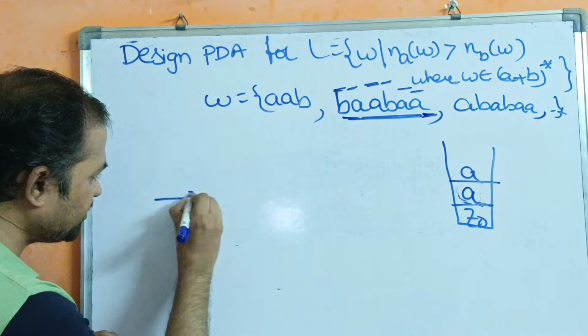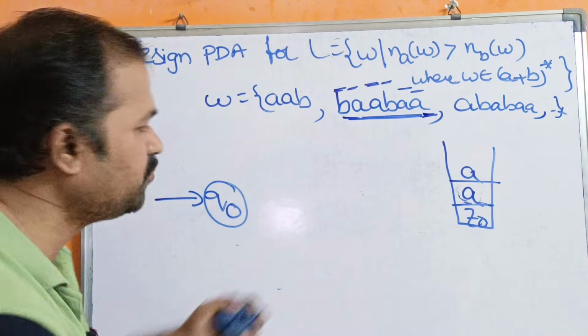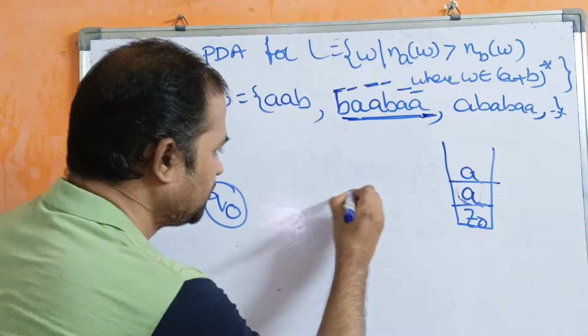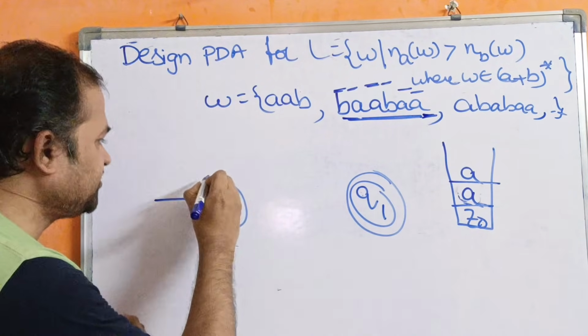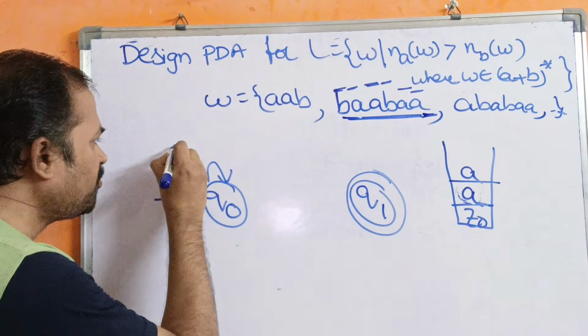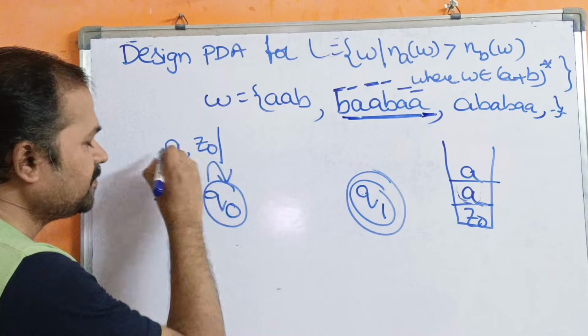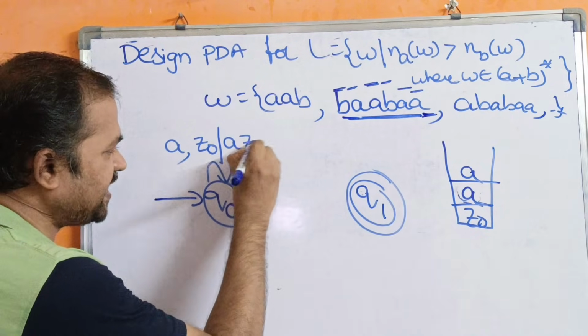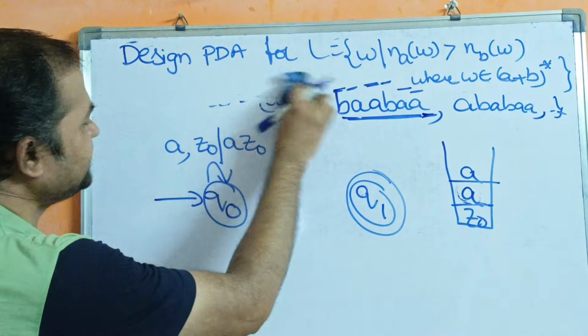Let us start at the Q0 state. Here we need only two states, Q0 and Q1. Q1 is the final state. So the first transition: if the input symbol is A and the stack is empty, then push A onto the stack. Next one, for space constraints I am erasing this portion.